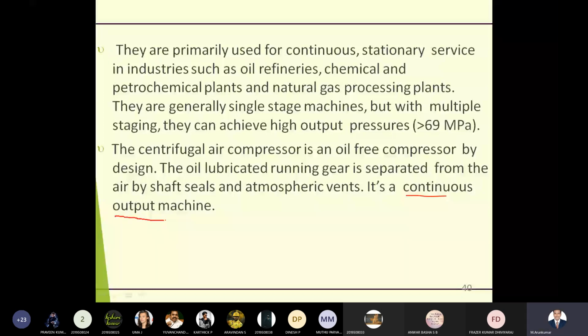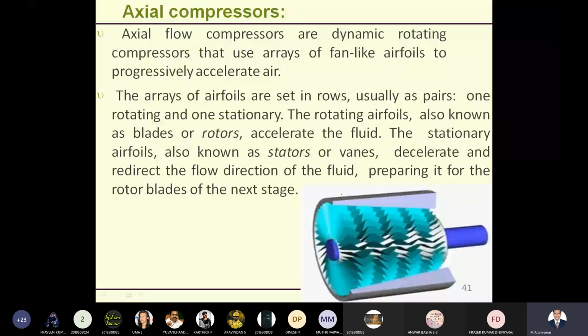Then we have another type, the axial compressor. So this is the diagram of the axial compressor. Axial flow compressors are dynamic rotating compressors that use arrays of fan-like airfoils that progressively accelerate air. So these airfoils will accelerate air, but we have arrays, right? The arrays of airfoils are set in rows, usually as pairs, one rotating and one stationary. So if this airfoil is rotating, this will be stationary, and this will be rotating, then this will be stationary. And so we have a range of airfoils.